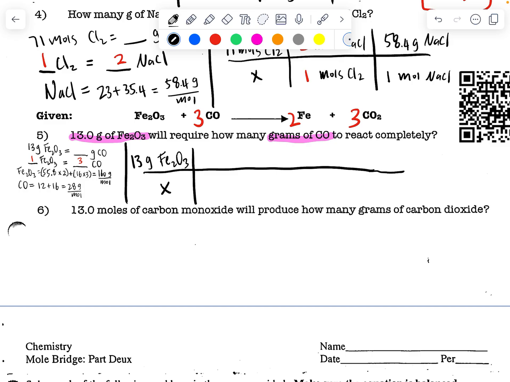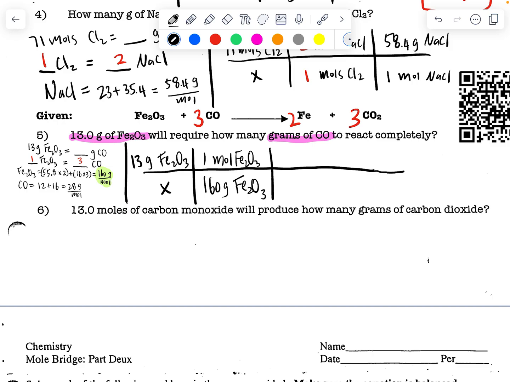It's not the grams bridge, but it's the mole bridge. So how do I convert? Again, use the information that we just found, which is right here. So that is 160 grams of Fe2O3 for every 1 mole of Fe2O3. Done. That part is now done.